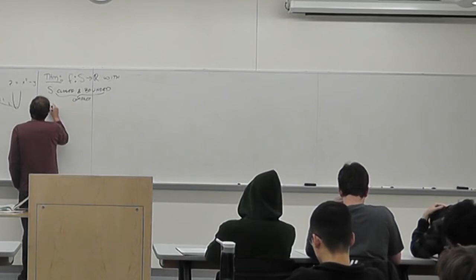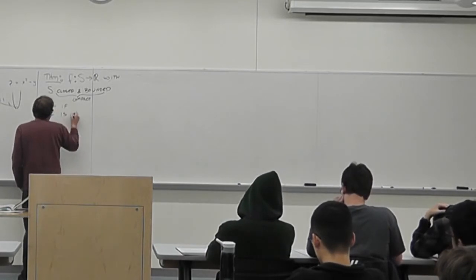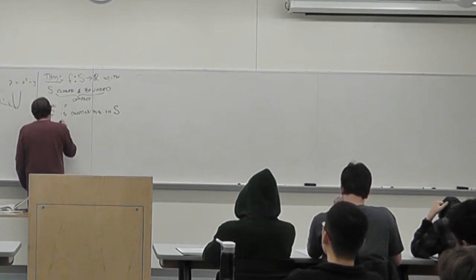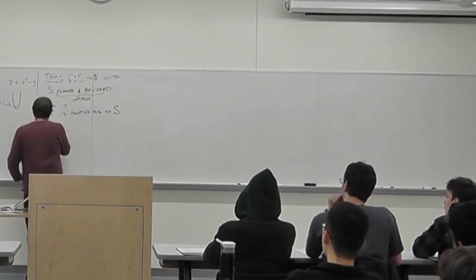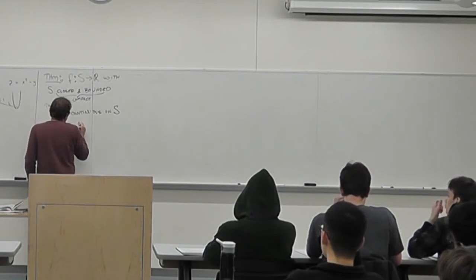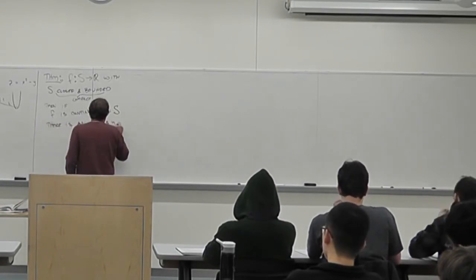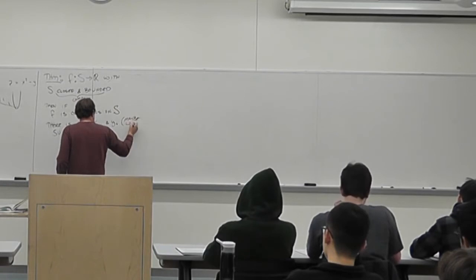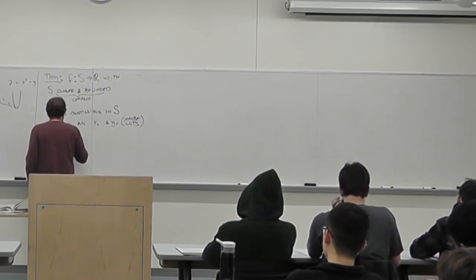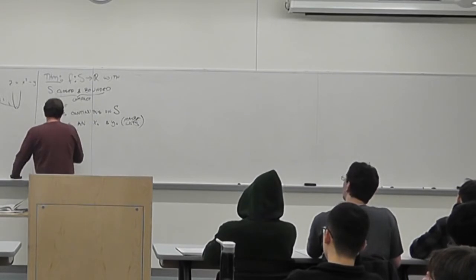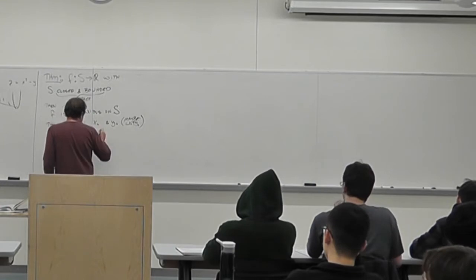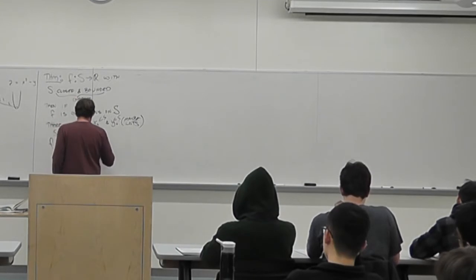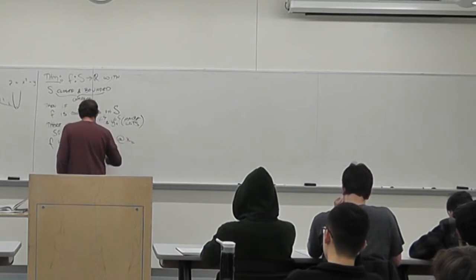Then if f is continuous on S, it achieves its max and minima. So there is an x naught and y naught, maybe many, so that, an absolute maximum, an x naught, and a minimum.